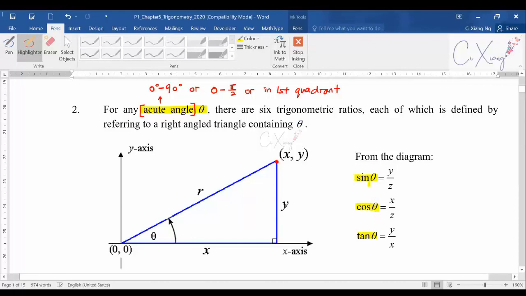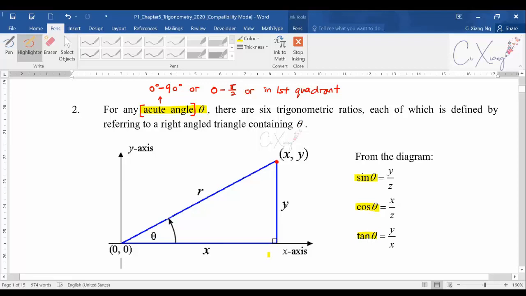So all these are basic. Sine, I think you should know, refers to opposite over hypotenuse. Cos is adjacent over hypotenuse, and tangent is opposite over adjacent. All right, so let's say I have a first quadrant, so you can see that these are the x and y axes, right? And then we draw a triangle in the first quadrant.